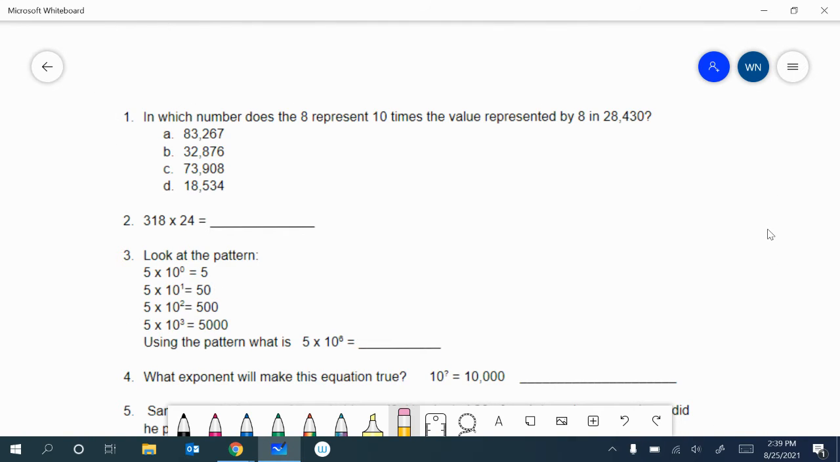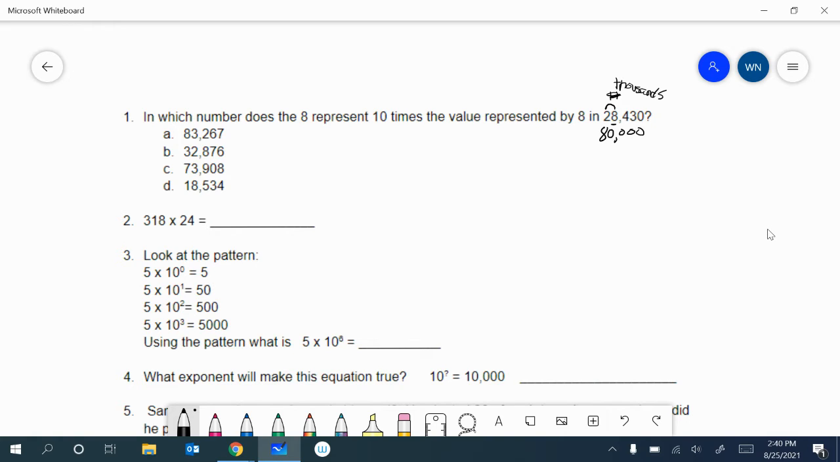In which number does the 8 represent 10 times the value represented by the 8 in 28,430? So we're looking at this 8. It is in the 10,000s place. Sorry, it is not. It is in the thousands place. So we want something that represents 10 times more. So we're going to jump one place to the left to be 10 times more. So I know we're going to be looking for a number that has an 8 in the 10,000s place.